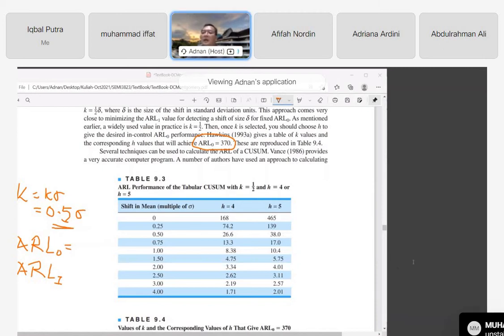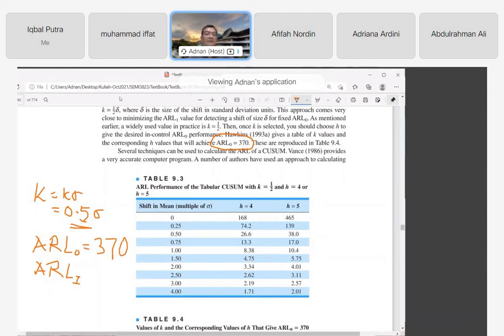ARL0 is the average run length for a stable process. Okay, very good. Muhammad Fitri also said ARL0 is for a stable process, and ARL1 is for an unstable one. So when we say ARL0 is for a stable process, when we have 370, the meaning is the process is running and we will get a false alarm. The first false alarm, on average, is after 370 units have been produced.